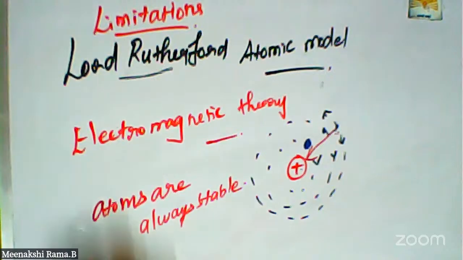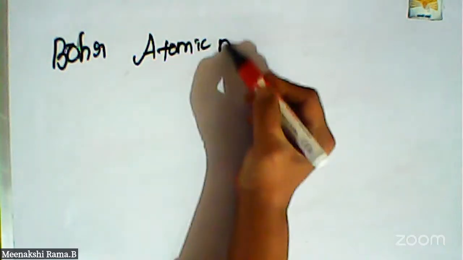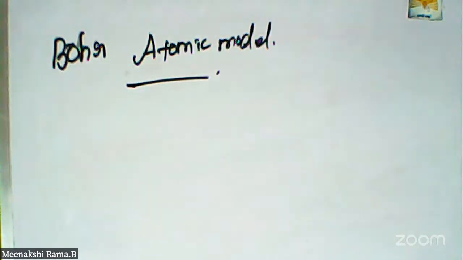Is there any doubt in these details, ma'am? Is there any doubt in Rutherford scattering experiments? Next one is the Bohr atomic model, the atomic structure of Bohr's model of an atom. Yes, Niels Bohr is the physicist. So he did one experiment.